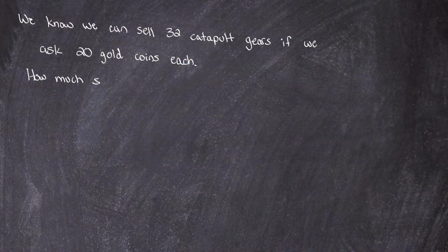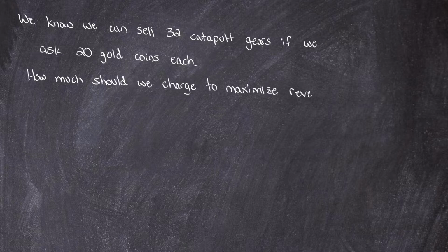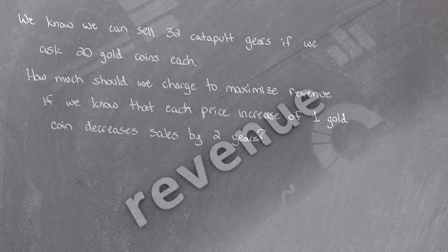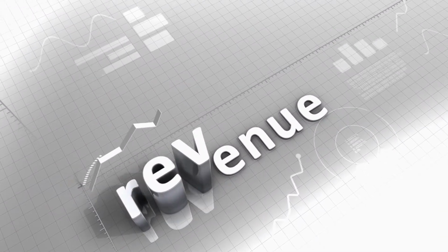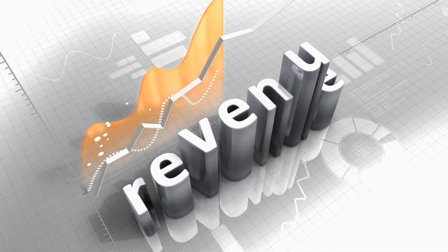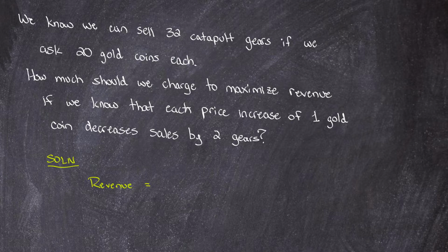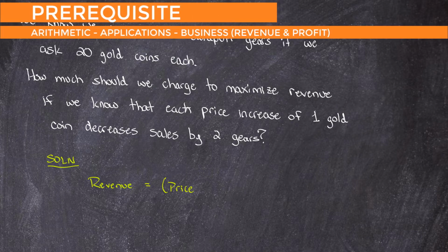Suppose you're in the business of selling gears for these catapults, and you know that you can sell 32 gears at 20 gold coins each. But for every 1 gold coin that you raise the price, you sell 2 fewer gears. What's the optimal price that you should charge in order to maximize your revenue? The main prerequisite here is actually not quadratics, but instead a knowledge of revenue. You must remember from your prerequisite math courses way long ago that revenue is the product of the selling price and the number of items sold.